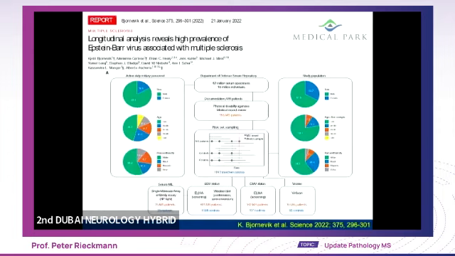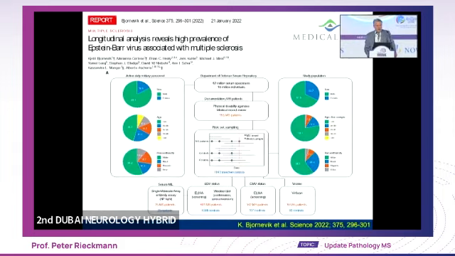You probably heard or even have read this study, which was presented just about a month ago, on January 23rd of this year, and was probably the most exciting first description of a new view on multiple sclerosis, or others would call a supporting view of the potential role of Epstein-Barr virus. The longitudinal analysis reveals high prevalence of Epstein-Barr virus associated with multiple sclerosis.